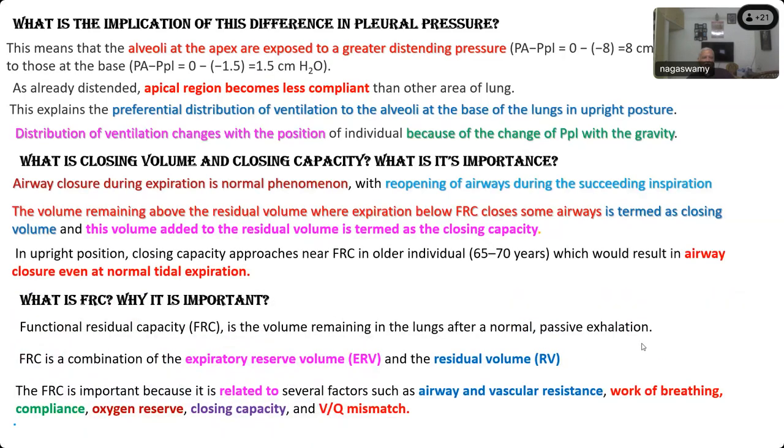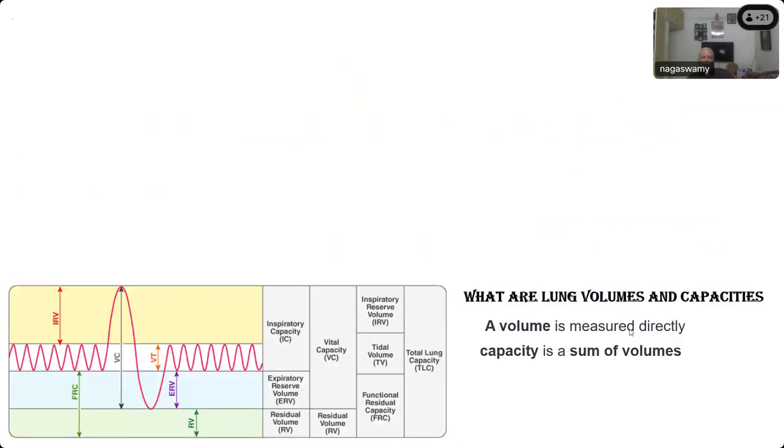And the FRC is important because it is related to several factors such as airway and vascular resistance, work of breathing, compliance of the alveoli, oxygen reserve, closing capacity, and VQ mismatch. All these things are related to your FRC. So remember, these are all interrelated to your functional residual capacity. So these are the volumes and capacities. A volume is measured directly, whereas a capacity is nothing but a sum of these volumes.